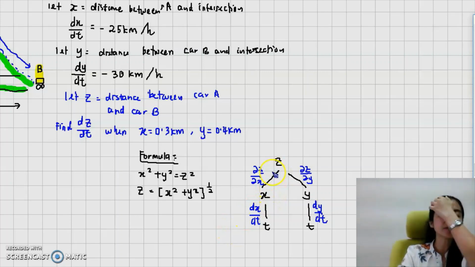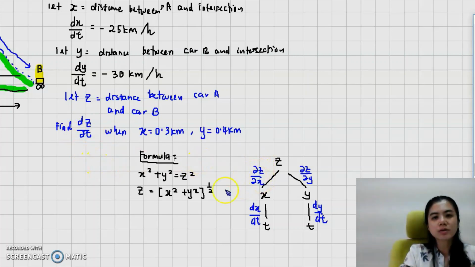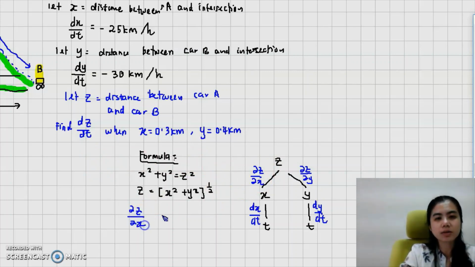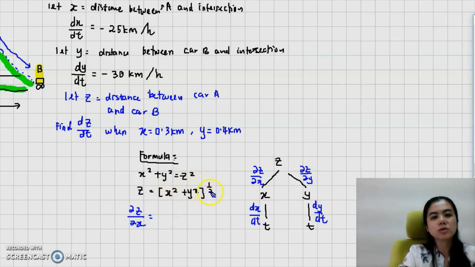The tree diagram will help you to find the general formula for dz dt. Okay, so before we go directly to the chain rule formula, let's just figure out this one first. So we are looking for del z del x first. So your del z del x is from here. You're going to use the chain rule, and you're going to treat the y as constant as usual.